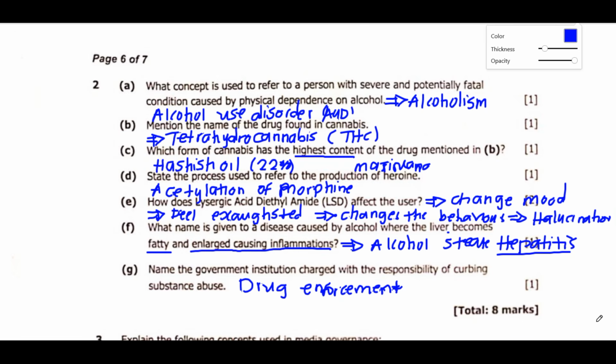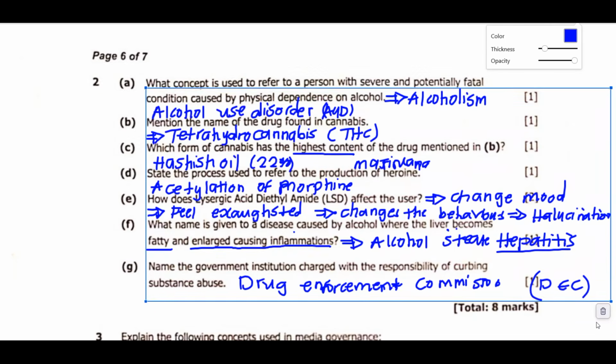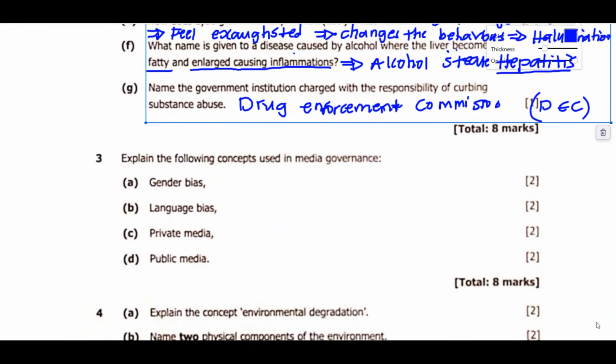Drug Enforcement Commission, commonly known as DEC. So we move on to question 3.